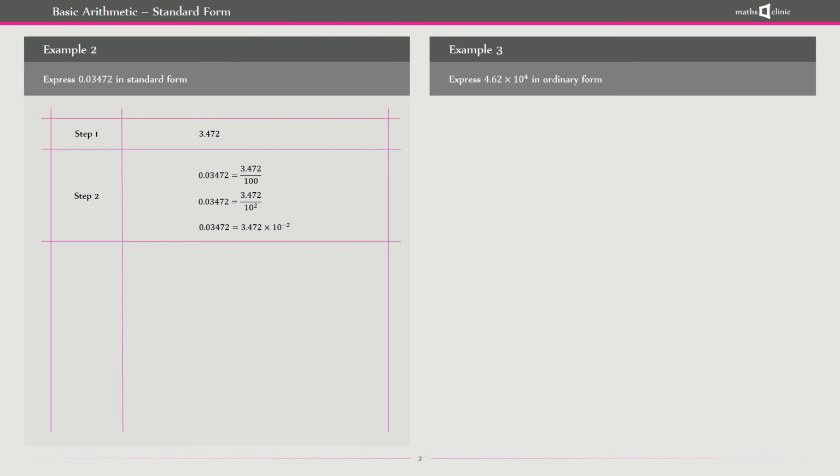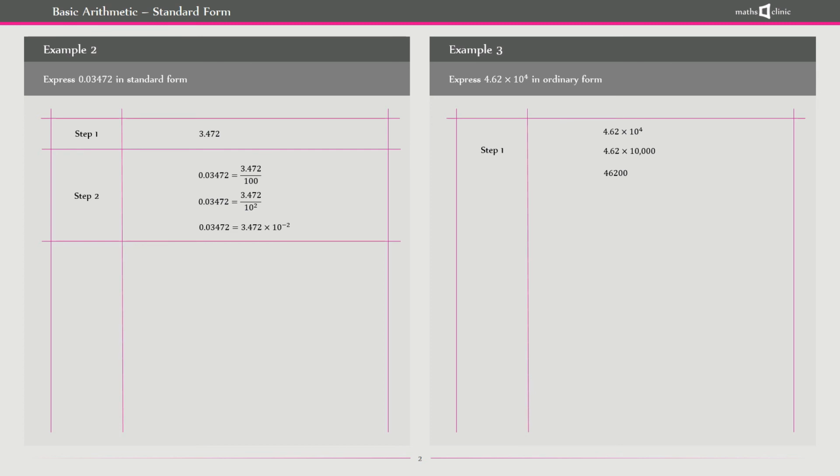Now this one says express 4.62 times 10 to the power of 4 in ordinary form. So we have a number in standard form and we've been asked to express it in ordinary form. We're doing the reverse of what we've been doing. We have 4.62 times 10 to the power of 4. We know that 10 to the power of 4 is 10,000, so we have 4.62 times 10,000, and you simply multiply that out and you end up with 46,200. That's it. It's really easy. There really isn't much to it. I think we have one more example.